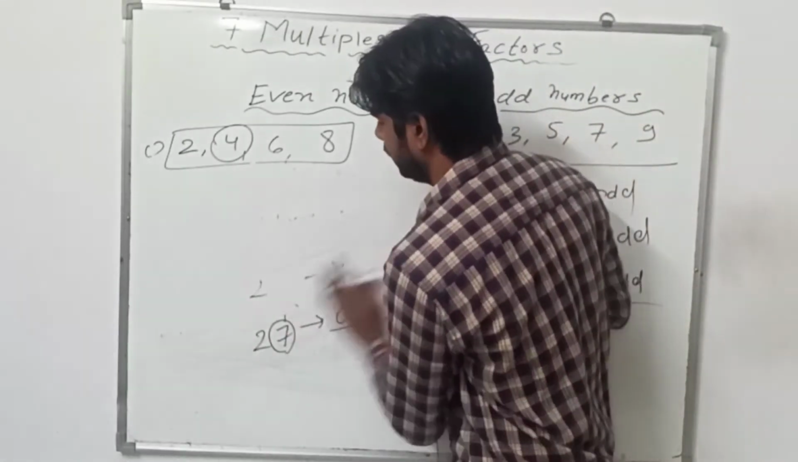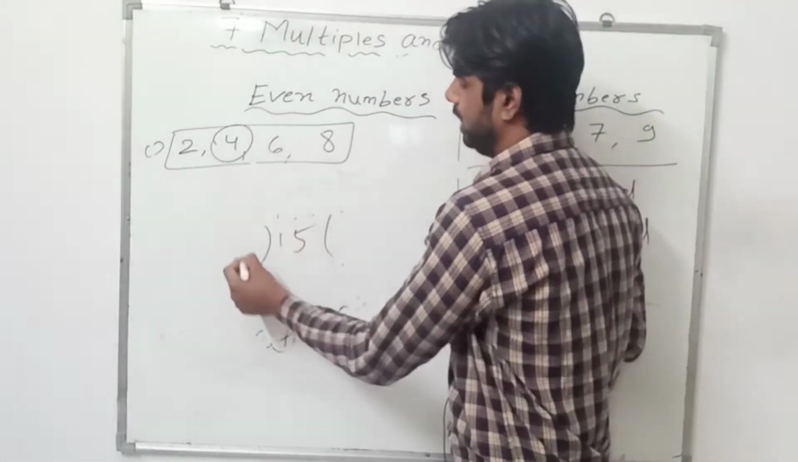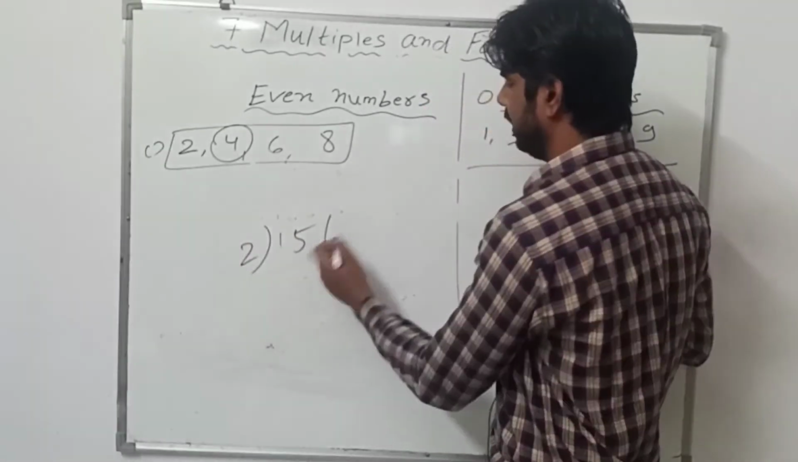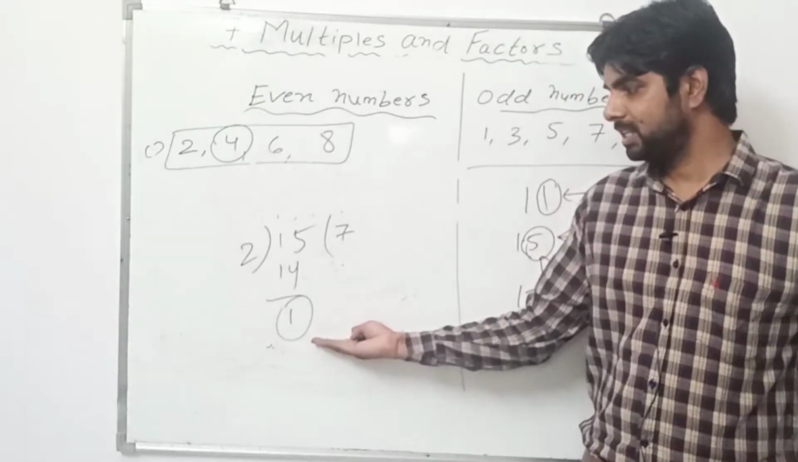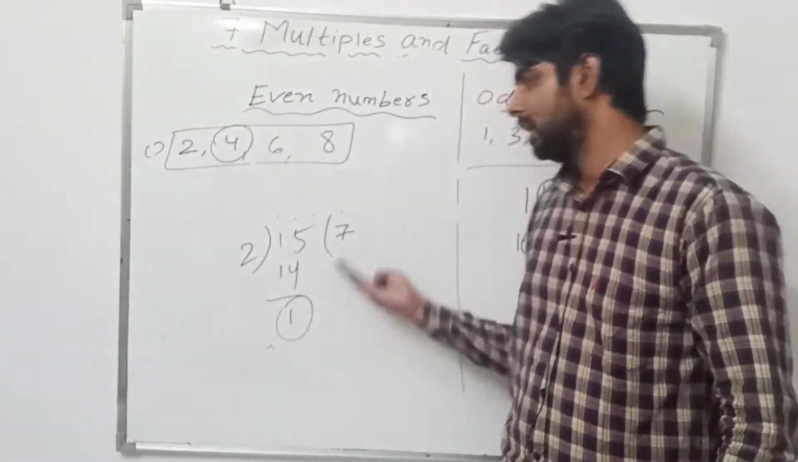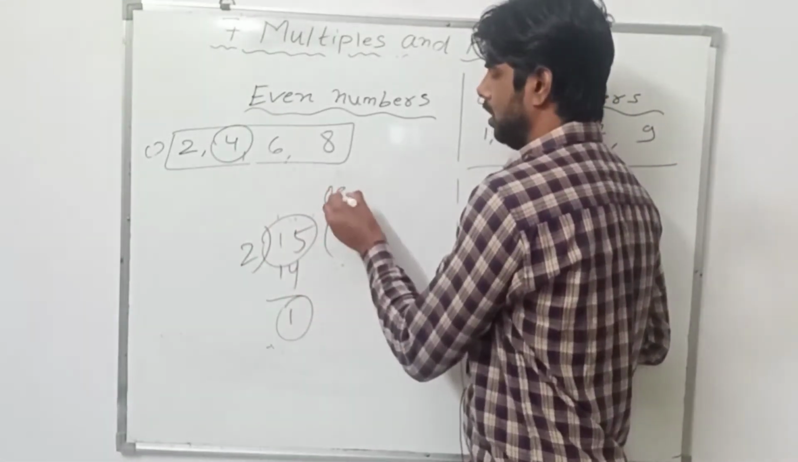Suppose 15 is written, and you are dividing 15 by 2. What will you get? 2 7s are 14. What do we get? 1 as our remainder, which means 15 is not fully divisible by 2, that means 15 is odd.